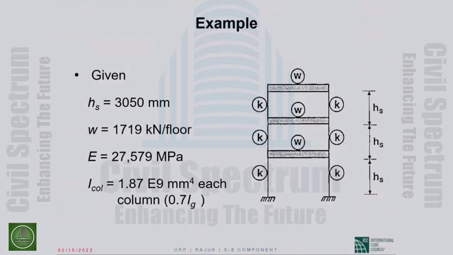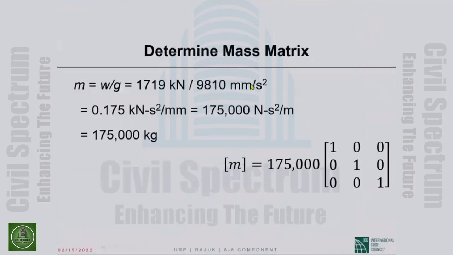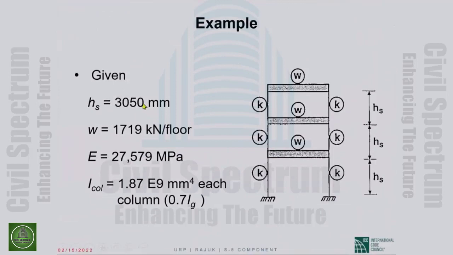Now, let us get down to numbers. Otherwise, I don't think anything really registers. So we will do this 1 by 3-story frame. This is the largest that can be done by hand, I think. So we took, again, the numbers were round in American units. When we converted, they're not round anymore, be that as it may. So the story height is 3050 millimeters. The weight at every floor level is 1719 kilonewton per floor.